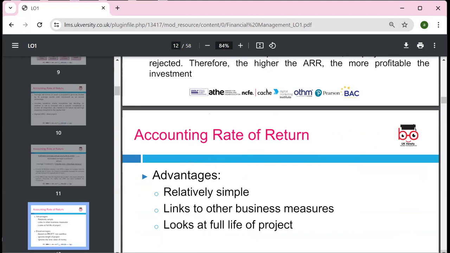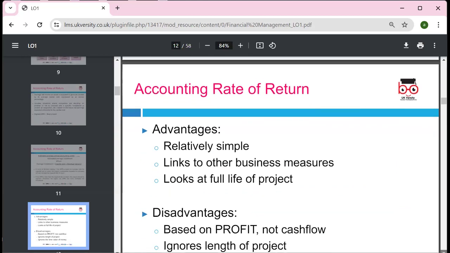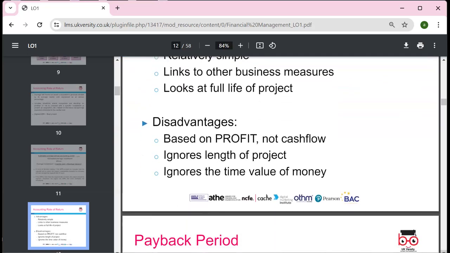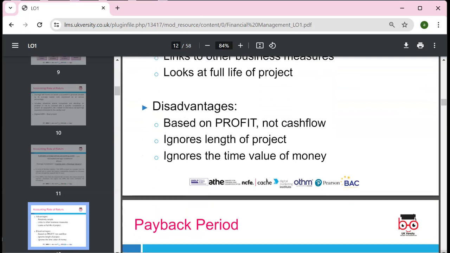So the advantages: relatively simple, linked to other business measures, looking at the full life cycle of the project, which is quite crucial. The disadvantages: based on the profit, not on the cash flow, ignores the length of the project, and ignores the time value of money.